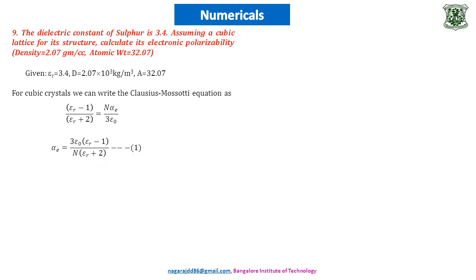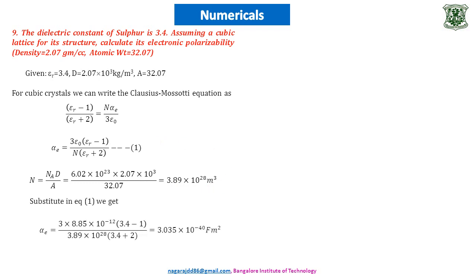But what about n, number of atoms per meter cube? For that we make use of this equation, that is n is equal to Na, that is Avogadro number, into d density divided by atomic weight. Substitute for Avogadro number, density, atomic weight, you will get number of atoms per meter cube. So now we know n, go back to equation 1, then simplify to get alpha E as 3.035 into 10 power minus 40 farad per meter square.